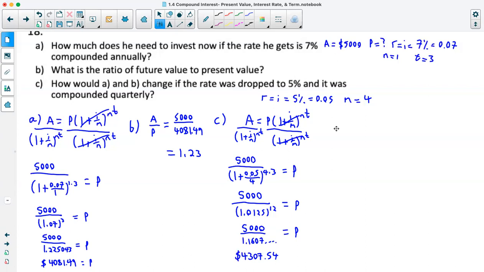Now, if we do our ratio A over P, so we've got 5,000 over 4,307.54, and it gives us a ratio of 1.16. So because this ratio is a lower number than this one, it earns less interest.